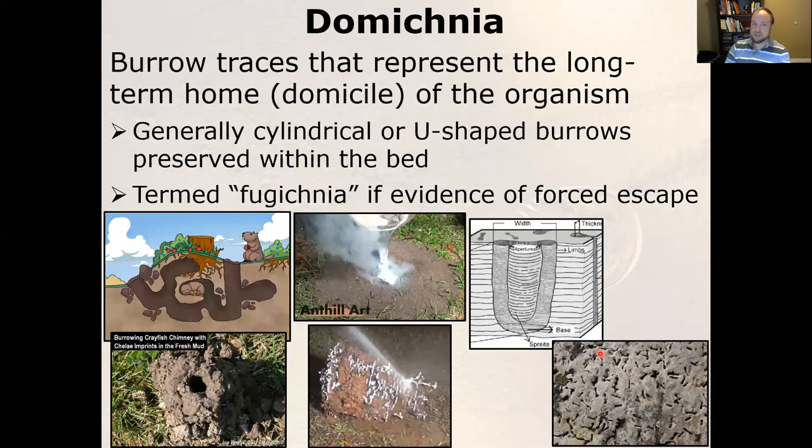Domichnia, like domicile, are burrow traces that are basically where the animal's living. It might also be using it for feeding, but it's where the animal's living. It's occupied long term. The animal is actually living there. It's not like the resting trace where they stay there for a while and then they leave. Our common experience with this is something like groundhog burrows, woodchuck burrows.